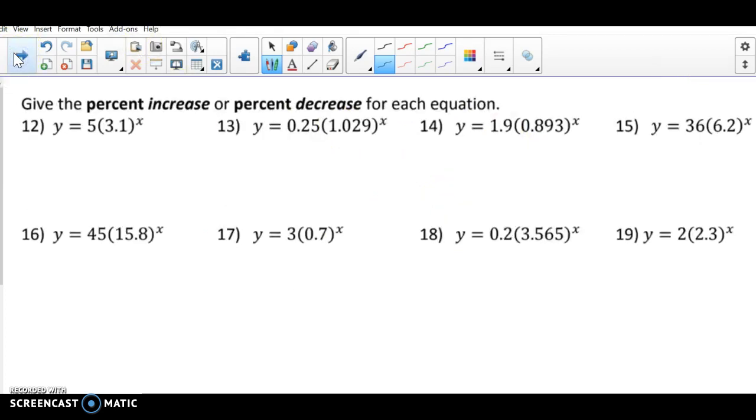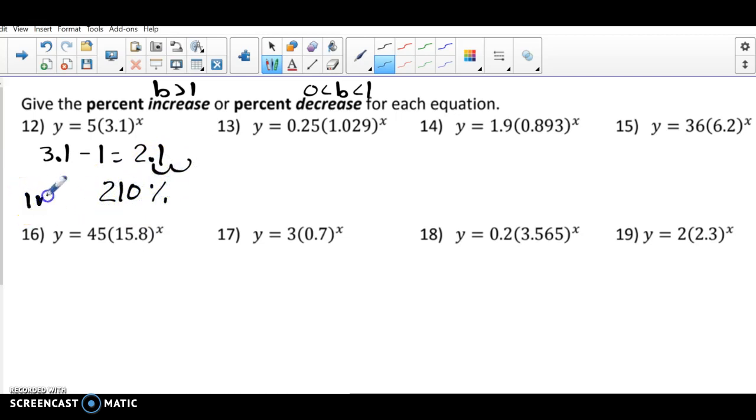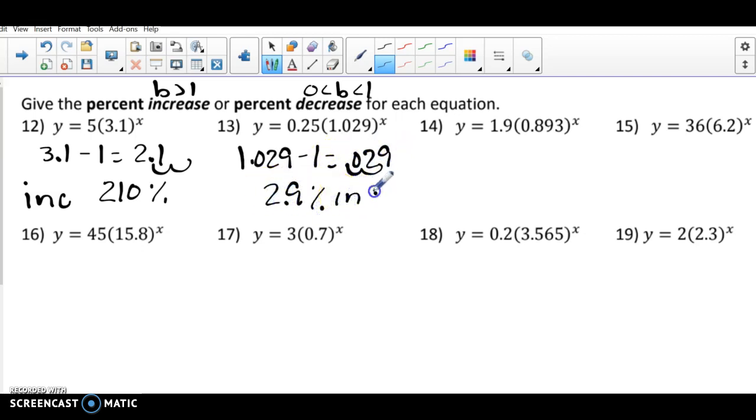Percent of increase, percent of decrease. Again, increase is going to be greater than 1. Decrease is going to be between 1 and 0. So for this one, we subtract. So we say 3.1 minus 1 gives me 2.1. I move my decimal 2 places to the right, so that's 210% increase. This one is also greater than 1, so I say 1.029 minus 1 gives me 0.029. Move it 2 places, so that's 2.9% increase.